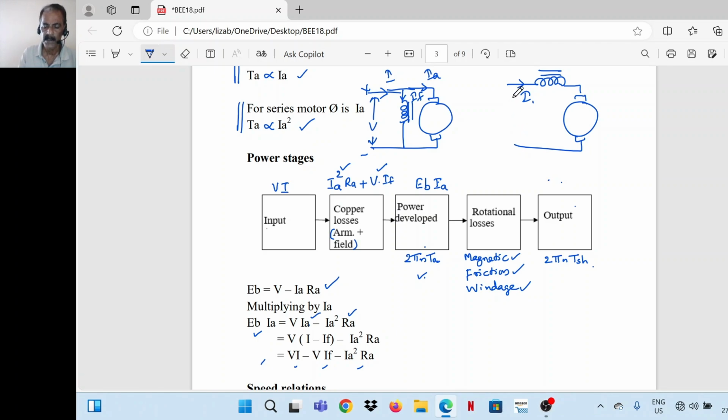Vi is the input, then I square R is the armature copper loss. Voltage across the field winding into I, that is the field copper loss. So from input these two copper losses are met. Remaining is the power developed by the armature. From that rotational losses are met. Remaining power is available at the shaft, or remaining is the useful output.